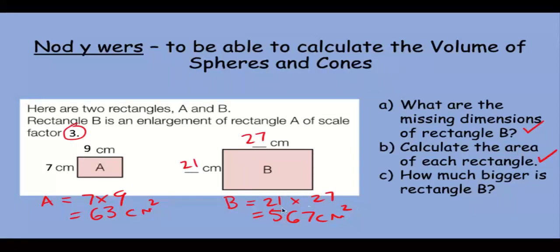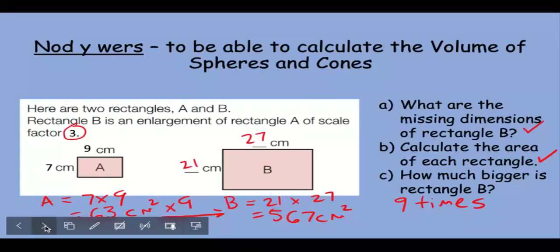And then how much bigger, what the scale factor in terms of area is there from going from A to B? So what are we multiplying 63 by to get 567? So the easiest way to do that is to divide 567 by 63, and you would end up with 9. So it is 9 times bigger, or an area scale factor of 9.